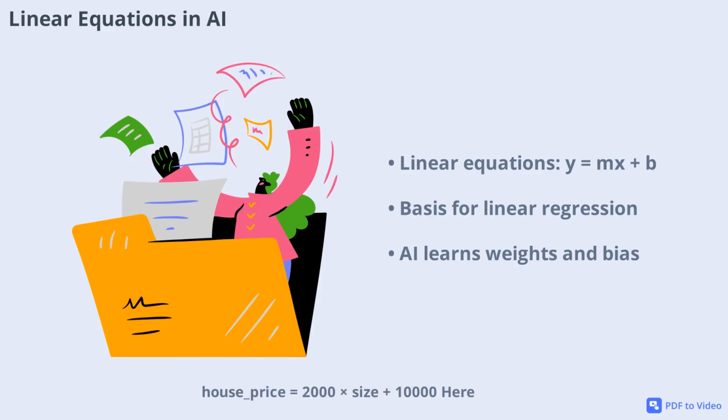Here, the AI learns the best values for m and b from data. This simple structure allows AI to make predictions, classify data, and even start learning from errors. Understanding linear equations means you're ready to tackle more complex models, including those with multiple variables and features.